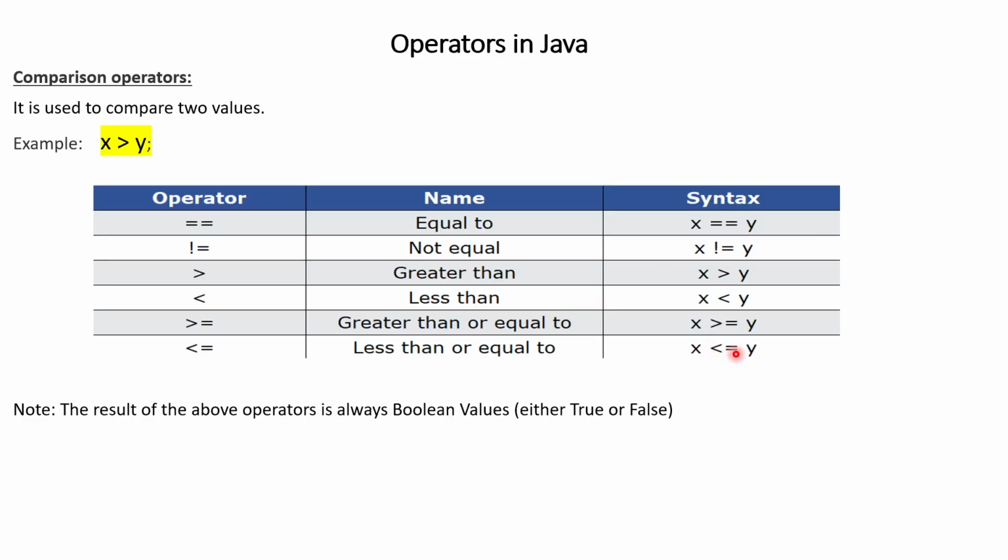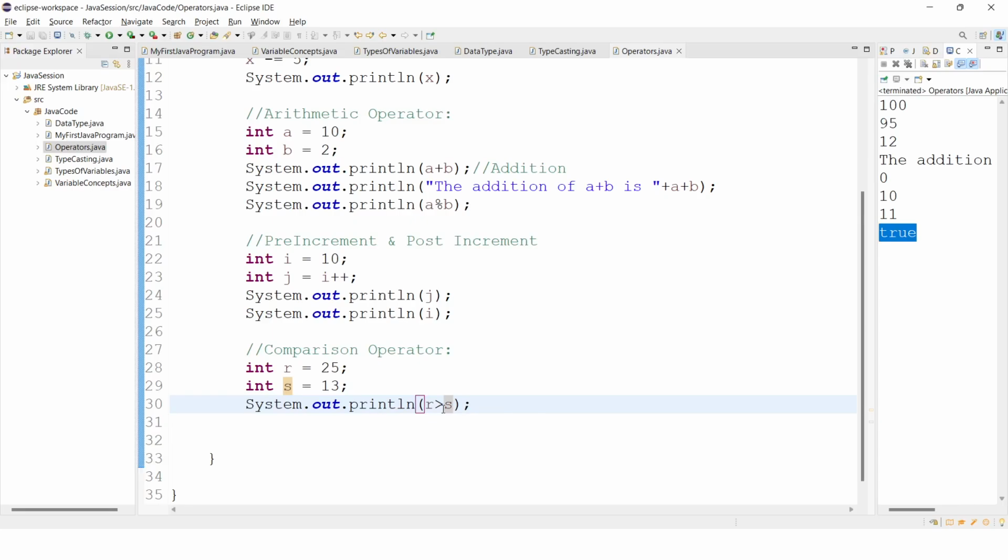Let's check by using not equal to. It will be true because 25 is not equal to 30, correct? Let's check with the help of equal to. It will give a false result because 25 is not equal to 30.